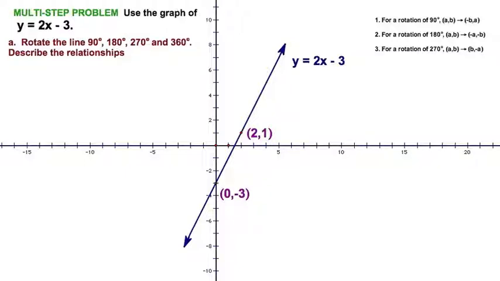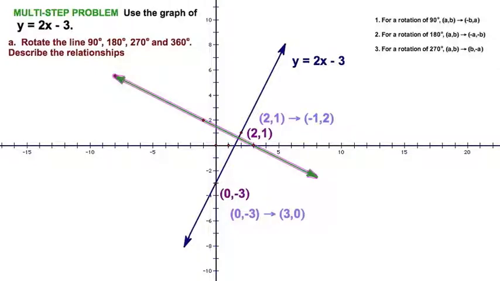So let's look at the first rule. Rotation for a 90-degree angle. (a, b) maps to (-b, a). So (0, -3) would rotate over to (3, 0). (2, 1) would map to (-1, 2). All we'd have to do is plot those points and then connect them. Let's see. (3, 0) would be there. (-1, 2) right there. When we plot our line, it looks a lot like that.